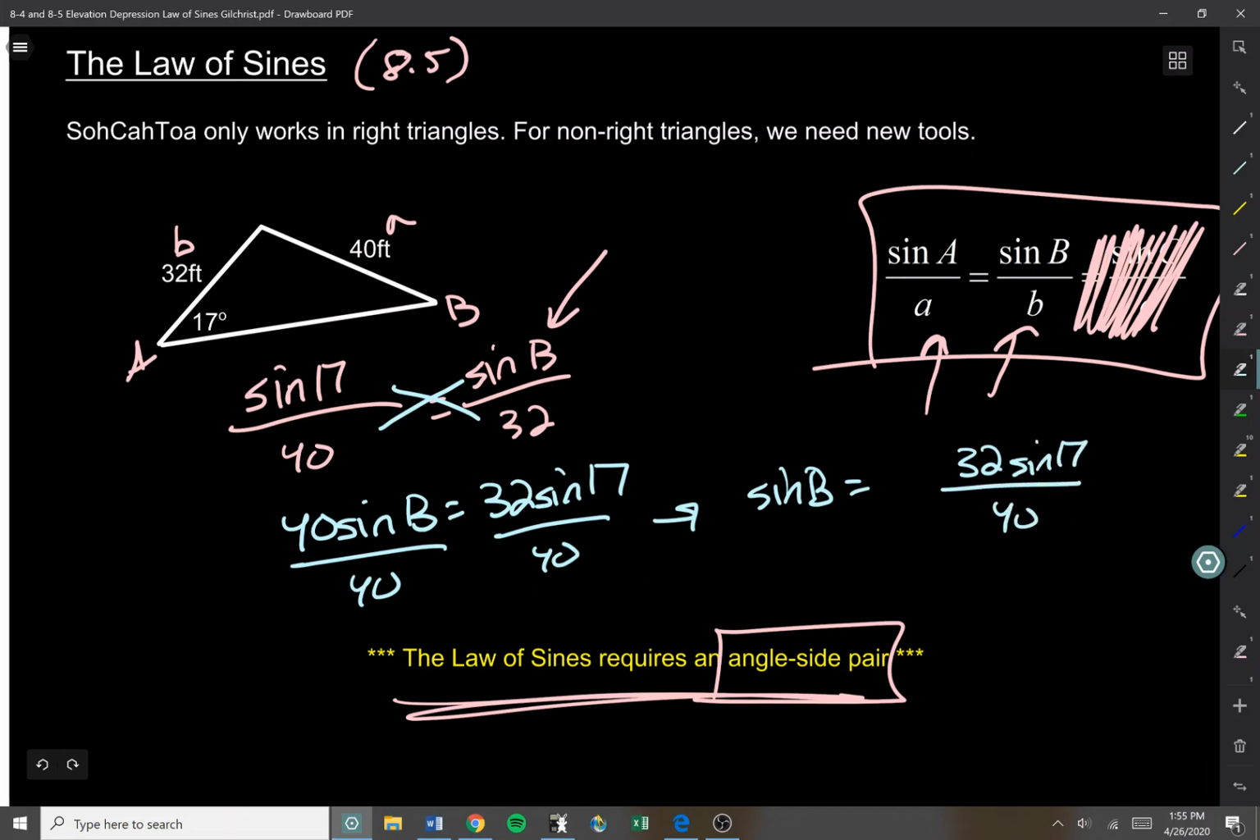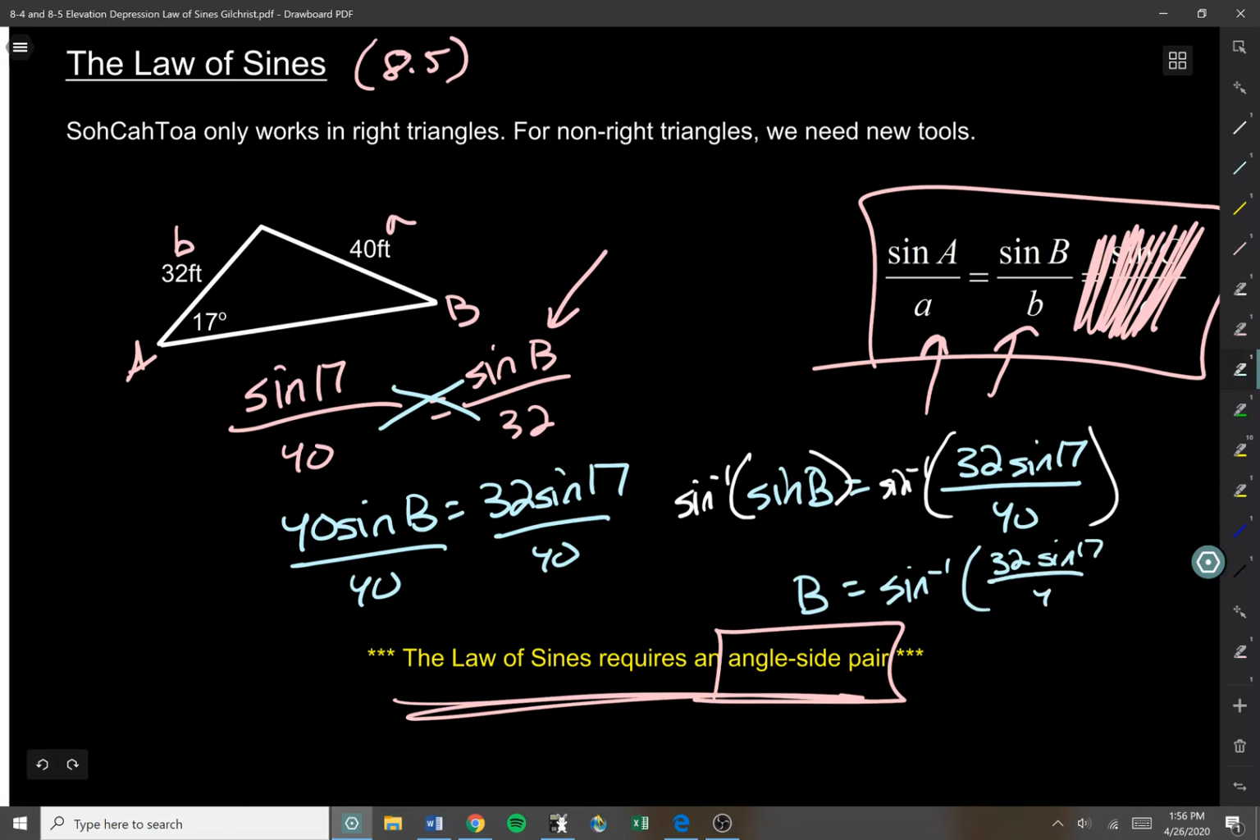over 40. Finally, to get rid of that sine, I have to use sine inverse. The sine inverse undoes the sine. It's how you cancel out a sine. You do a sine inverse. So we're going to have B equals the sine inverse of 32 sine 17 divided by 40.